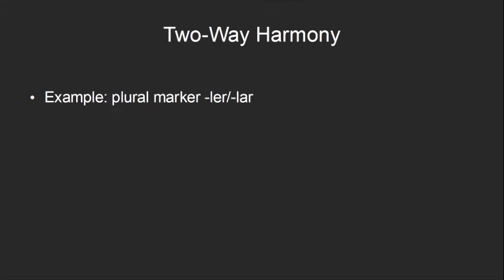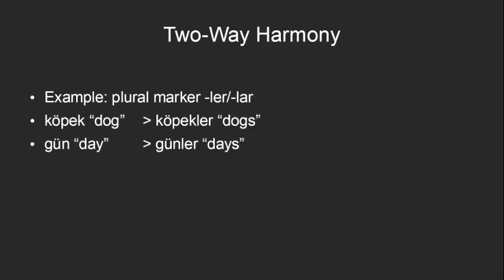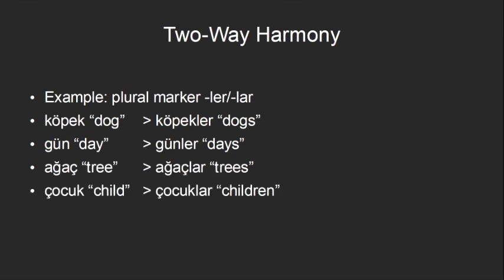An example of a suffix taking two-way harmony is the plural marker. It takes the form ler after front vowels and lar after back vowels. So for example, köpekler, günler, but ağaçlar, çocuklar.